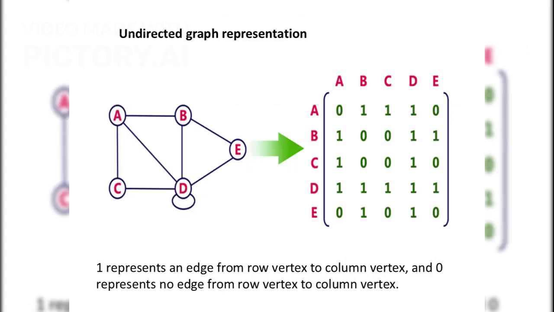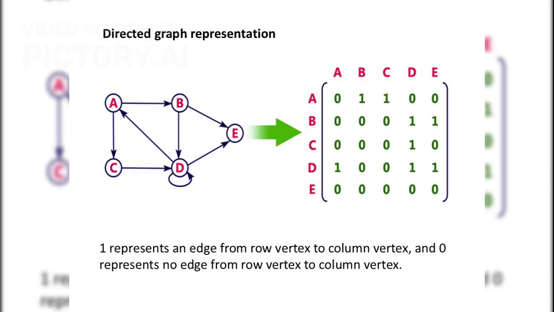In an undirected graph representation, a matrix shows connections between nodes without direction. This method is straightforward and useful for simple graphs. Directed graph representation uses a matrix to show connections with direction. This helps in understanding the flow and traversal paths within the graph.